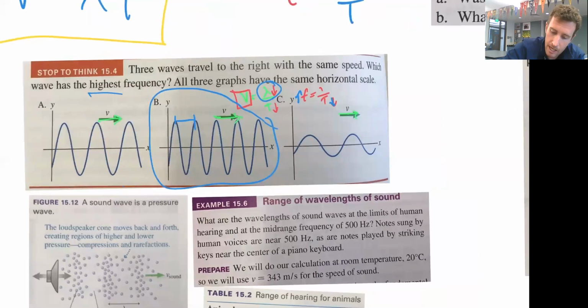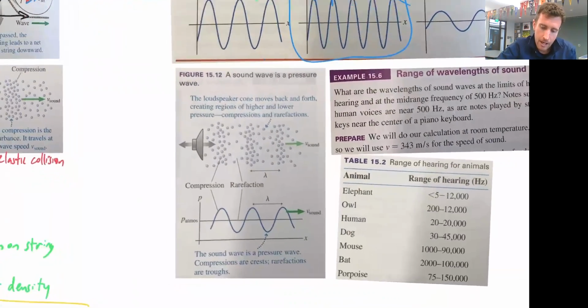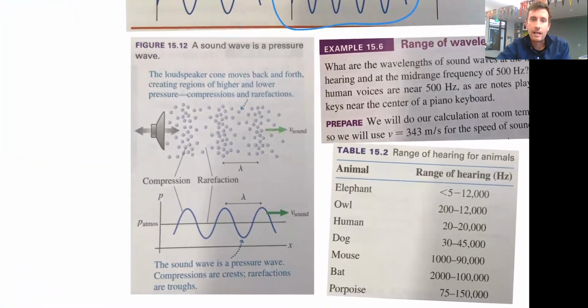So we could also say that wavelength is inversely proportional to frequency. Right? I have an inverse proportionality there. As wavelength gets smaller, frequency gets bigger, or I could write it the other way. Frequency is inversely proportional to wavelength. Cool. All right. So let's go back and look at sound waves again.